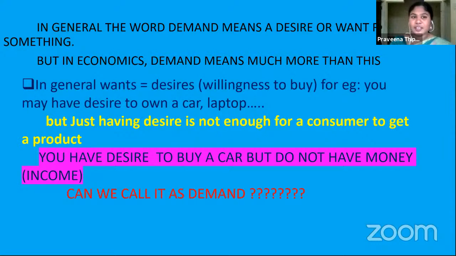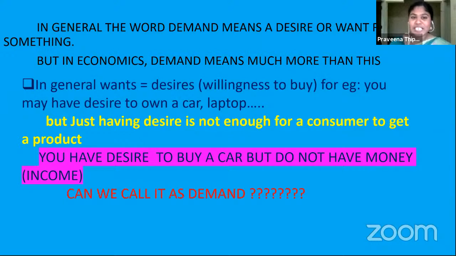In general, the word demand means a desire or a want for something. But in economics, demand is much more than a desire. In general, want is a desire or a willingness to buy a commodity. Let us have a clear understanding of this concept with an example. Say, children, you may have a desire to buy a car or a laptop, but just having a desire is not enough for a consumer to get that product. You have a desire to buy a car, but you don't have money.